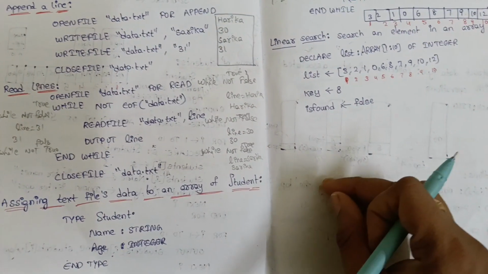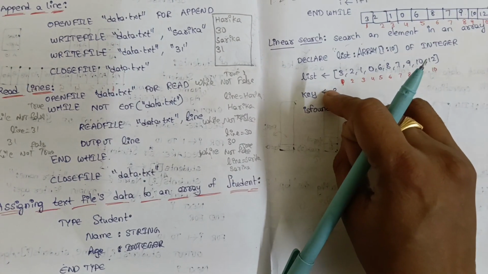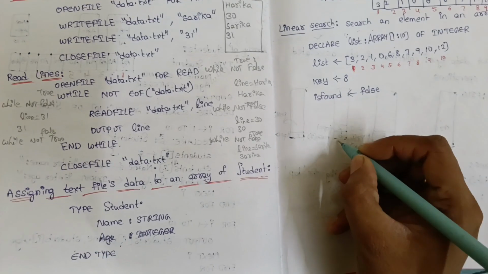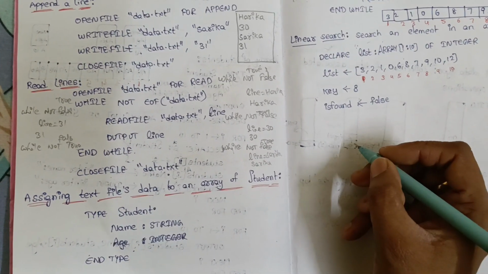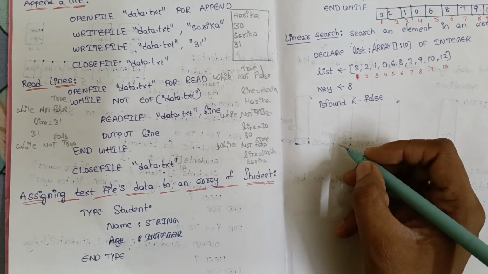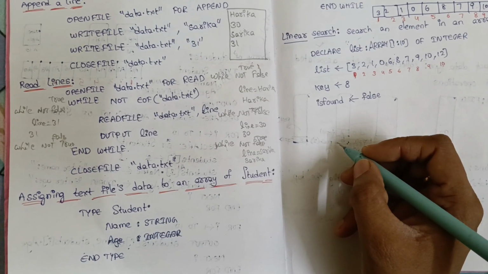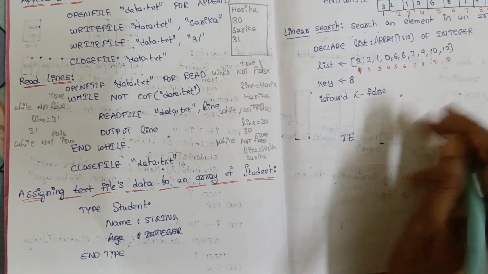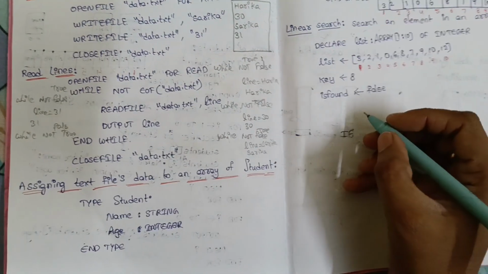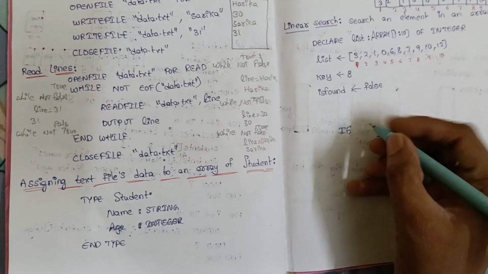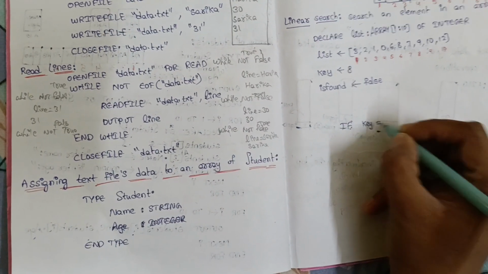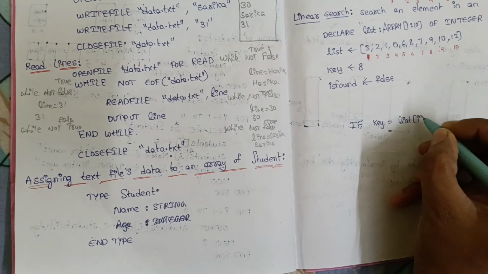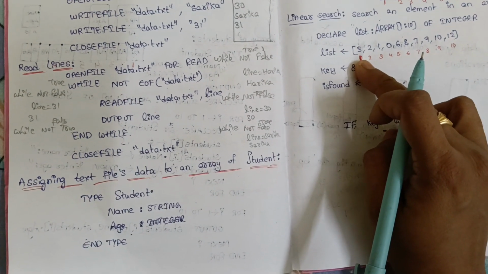First let me write the logic for comparing my key with the first indexed element. How do we write that? If you want to compare, then we have to use conditional statements. In the conditional statements itself, we can write the comparison operators. If is the conditional statement used to compare the data. If key equal to list of I. Here I am naming my index as I.